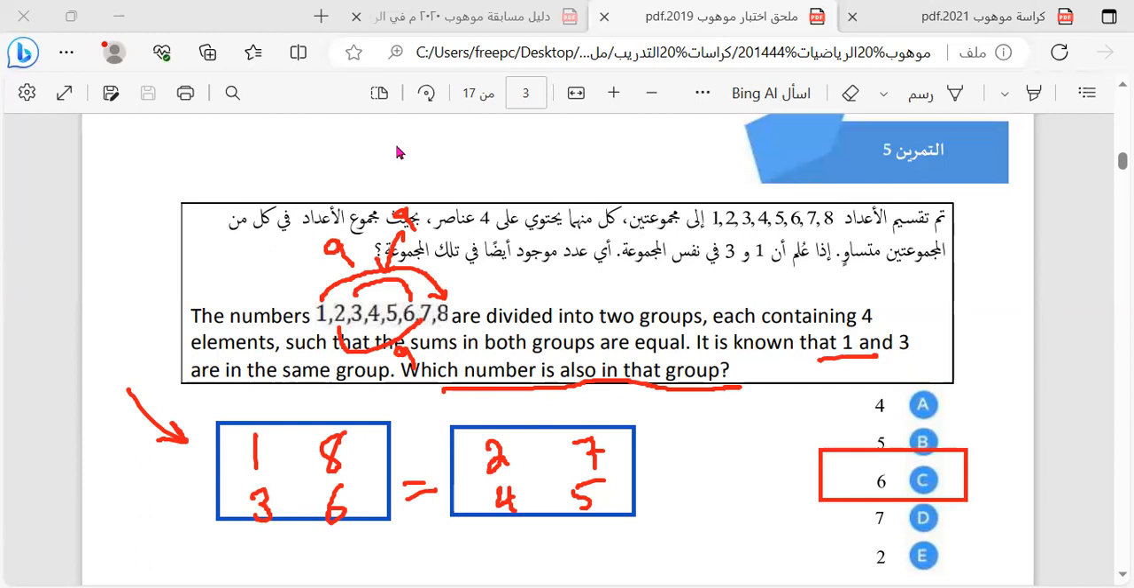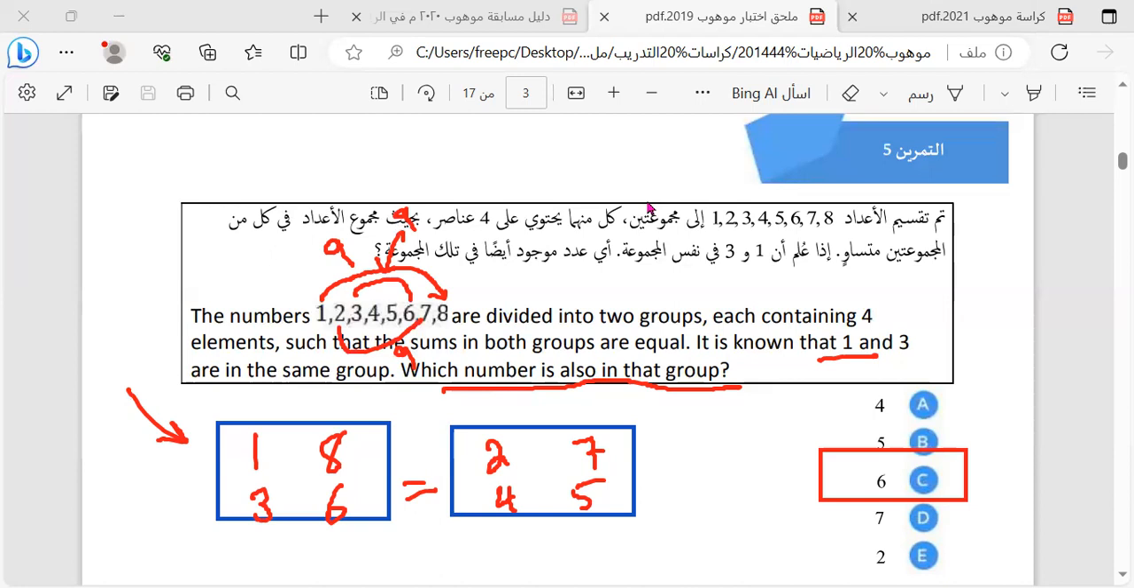Why do we get 1 and 8 and 3 and 6? We only put it in the first group. Yeah, 1 and 8, 3 and 6, we put in one group. 2, 7, 4 and 5, we put in another group. So the answer is 6.